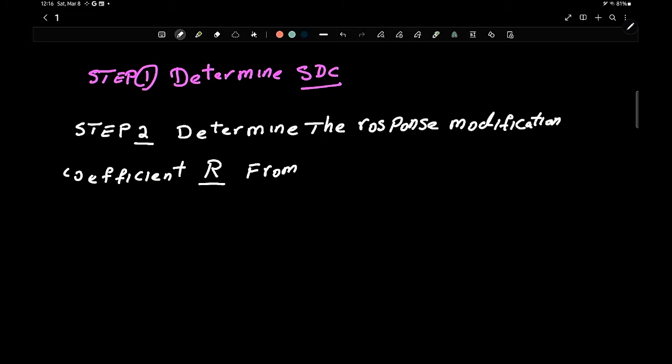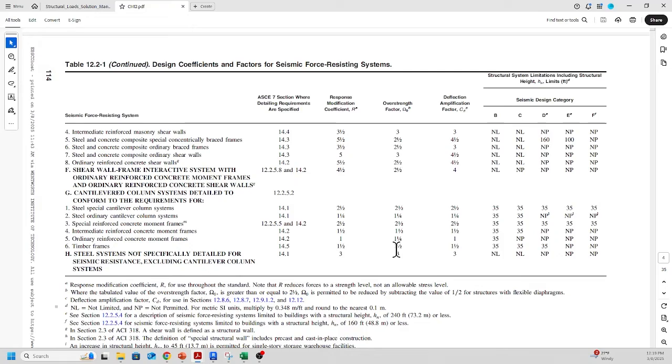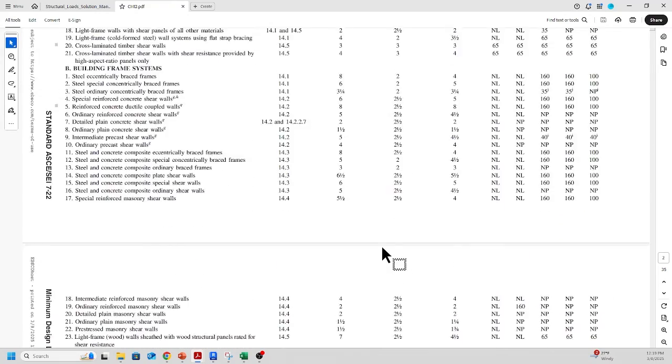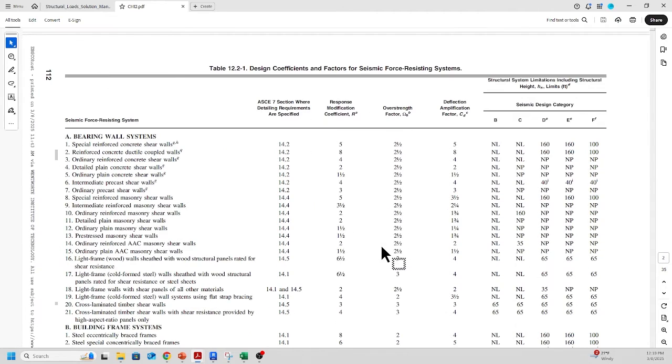Okay, we're going to move into step number 2, where we calculate the response modification coefficient R, and that's from ASCE 7-22 Table 12.2-1. Let's go there and see if we can find that. So we're going to look at 12.2, keep going up. This is the table.